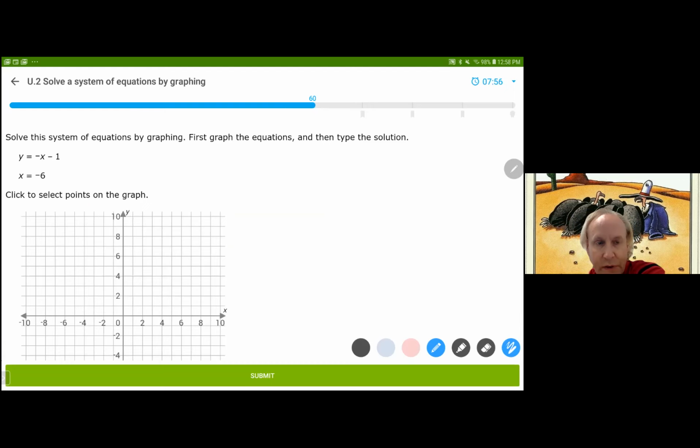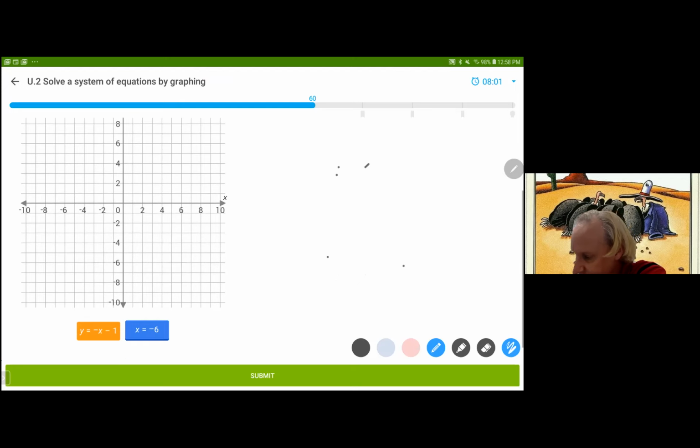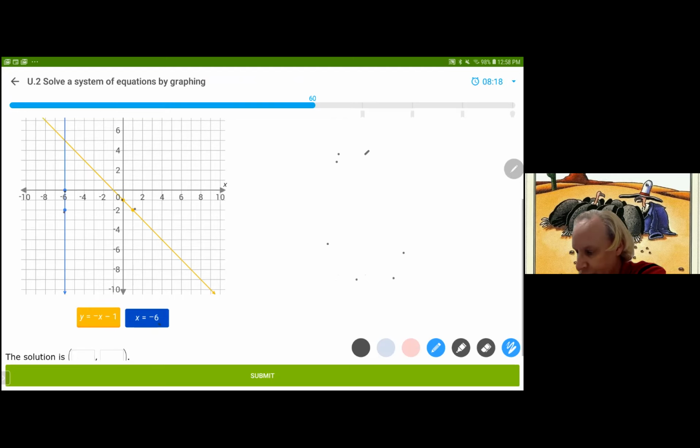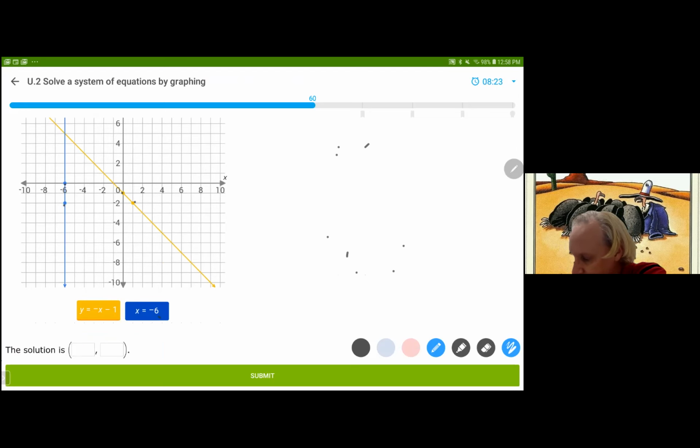Okay, remember, x equals -6 is a vertical line. Let's graph our orange equation first. We've got (0, -1), and then I have a slope of -1. Then for my blue equation, I'm looking at x equals -6, which is right there. And there's my solution at (-6, 5), it looks like.